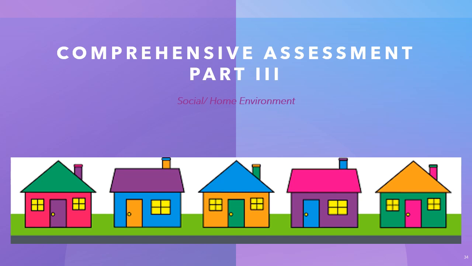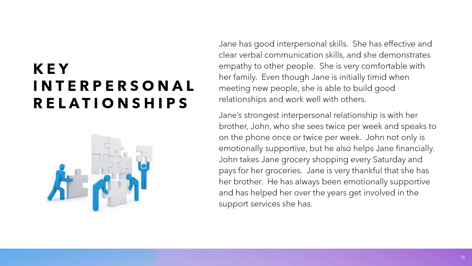Comprehensive Assessment Part 3, Social Home Environment. Key interpersonal relationships. Summarize the individual's key interpersonal relationships, such as family, friends, significant others, and natural supports like recovery services, self-help groups, religious, spiritual supports. How do the individual's interpersonal skills contribute to the quality of these relationships and his/her social life?